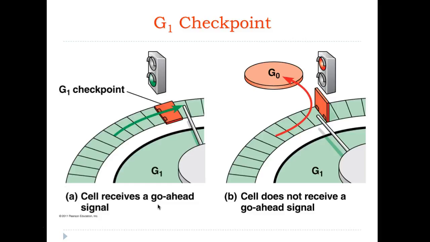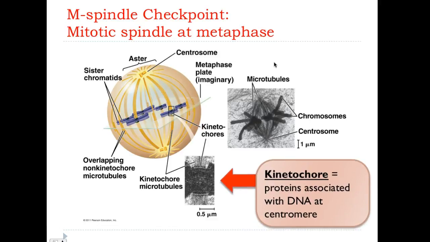So here you can see the cell receives a go-ahead signal. If a cell does not receive a go-ahead signal, it gets to the G0 stage. The M spindle checkpoint, mitotic spindle at metaphase, there you can see what's going on. This diagram is a very good illustration. You can see the kinetochore microtubules, and of course all of these are being highlighted right here in the box. The kinetochore is a complex of proteins that are associated with DNA at a region called the centromere that allow that mitotic spindle to attach there.